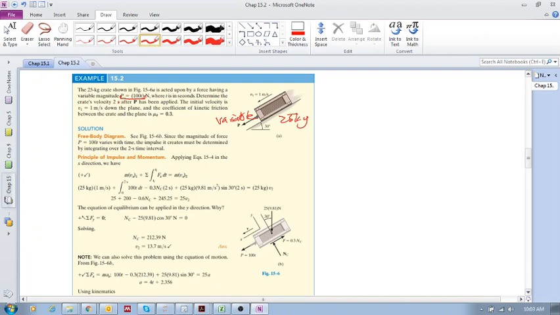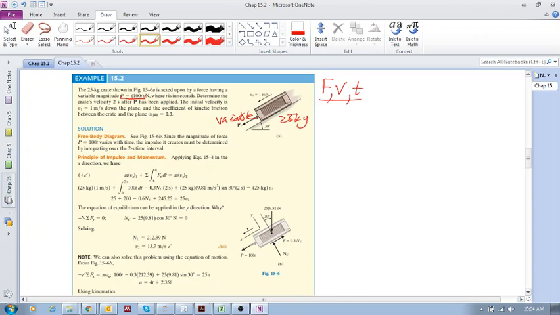Determine the crate's velocity 2 seconds after P has been applied. It has an initial velocity now of 1 meter per second down the plane and a coefficient of kinetic friction equal to 0.3. So we need to find velocity. Again, we've got force information, we want velocity, we have velocity, we want velocity, and we've got time. So we can use the principle of impulse and momentum.